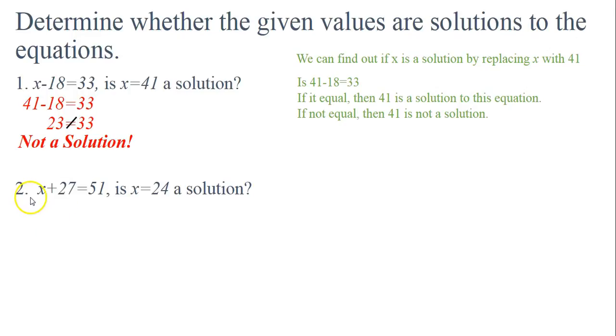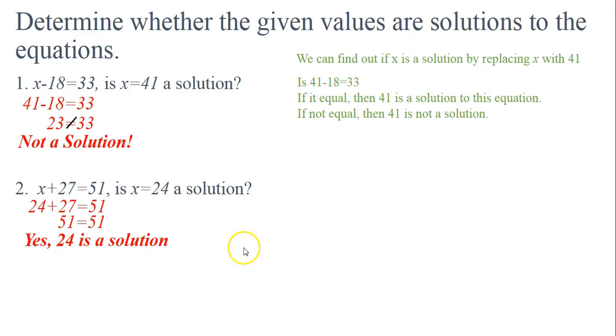Let's look at the second one. x plus 27 is equal to 51. Is x equals 24 a solution? Once again, we can find out if x is a solution by replacing x with 24 in this one. So I'm going to do that, and I'll have 24 plus 27 is equal to 51. So I'm going to simplify 24 plus 27, that is 51.